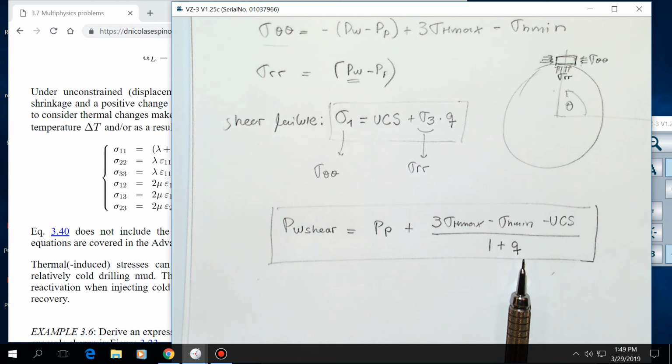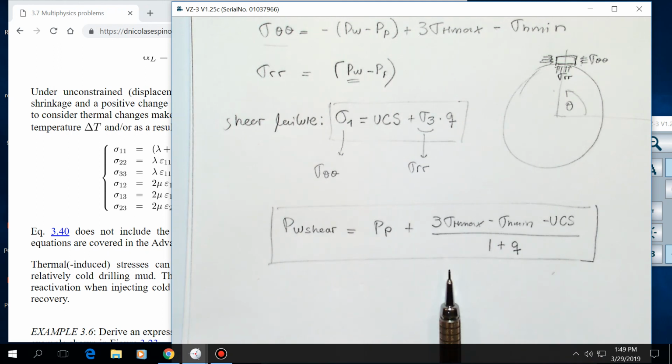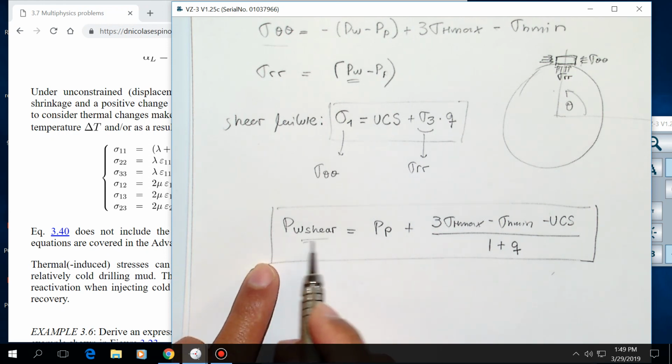I didn't tell you before, but the breakdown pressure is going to work for us as an upper bound: what is the maximum pressure that we can have in the wellbore? While this shear failure is going to work as a lower bound: what is the minimum pressure that we can have in the wellbore? Ideally, we want these limits to be far apart, so we have a range or window of mud pressure that we can work with, and our objective is to get this one as low as possible.